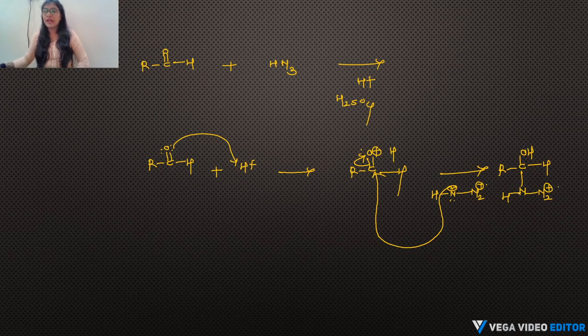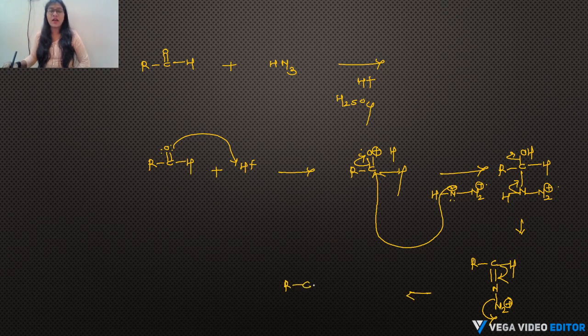Then dehydration takes place, and we get R, C double bond N, N2 plus, and the H. Then this proton donates its electron here, and N2 departs, and we get R, C triple bond N, plus N2 as a byproduct. If there is an aldehyde, then the product is alkyl cyanide. Thank you.